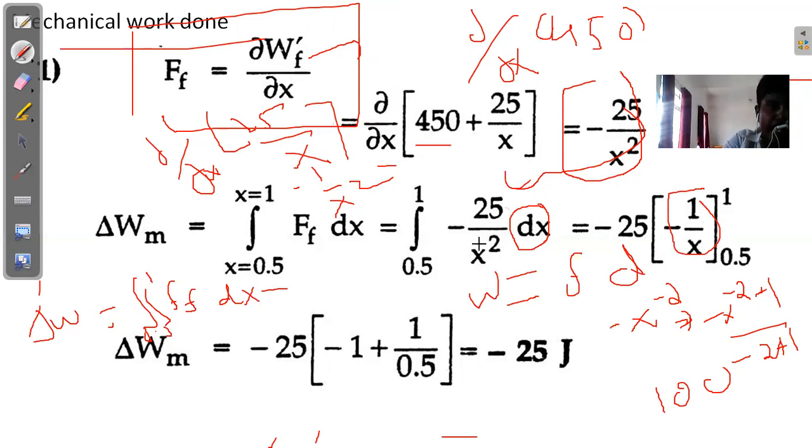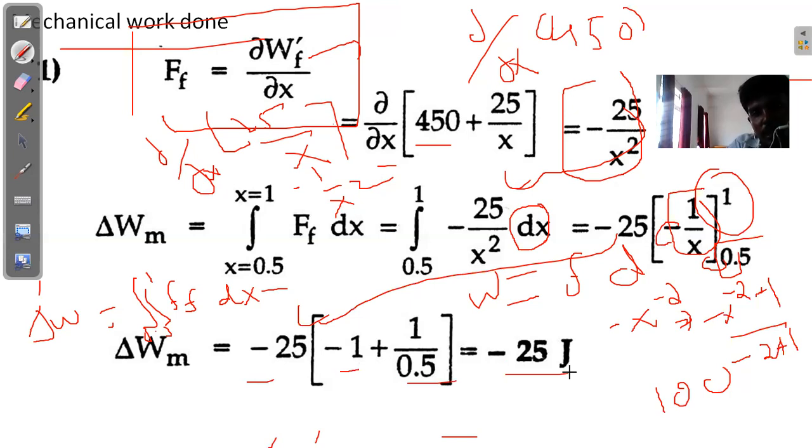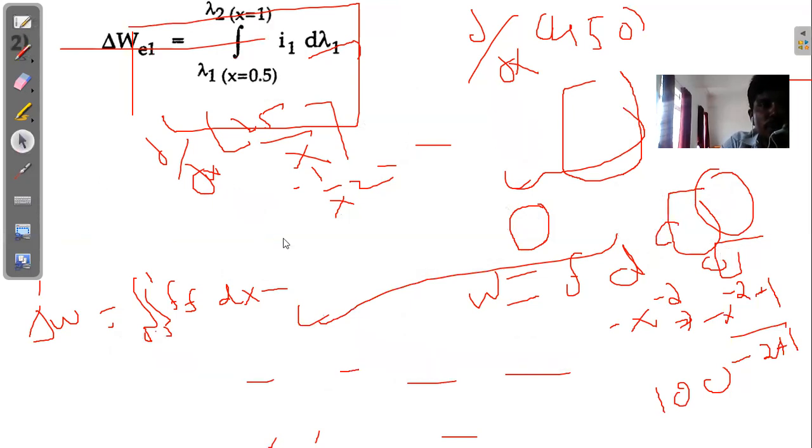So integrating minus 1 by x square, we get minus 1 by x, with limits from 0.5 to 1. Substituting, minus 1 by 1 minus minus 1 by 0.5, so we get the answer equal to minus 25 joules. This is the work done.